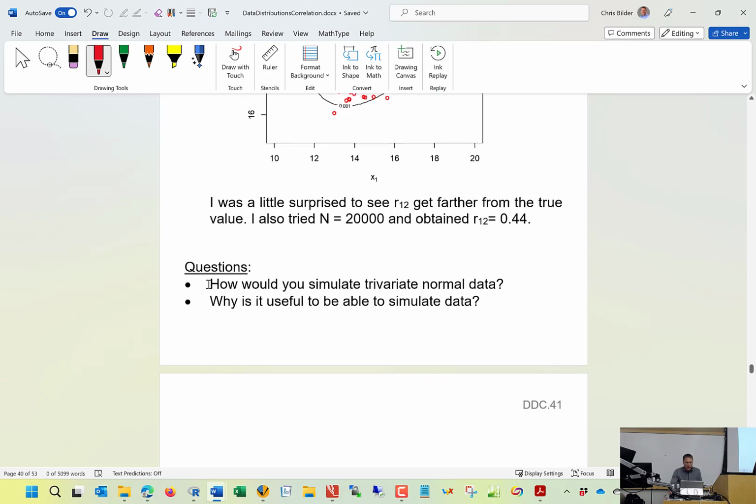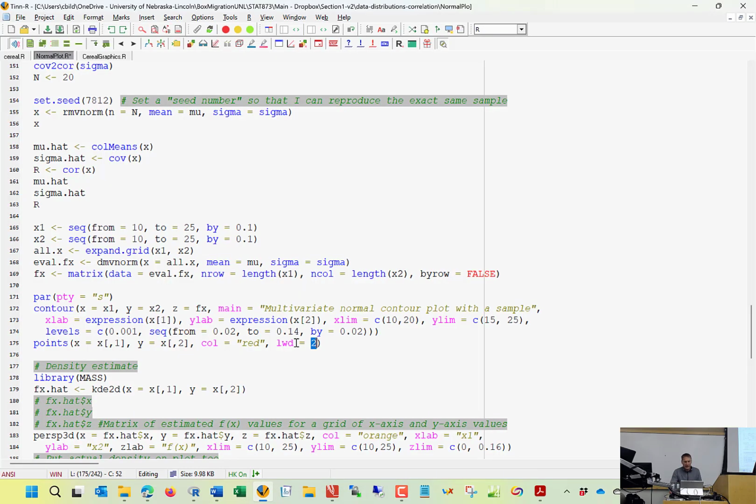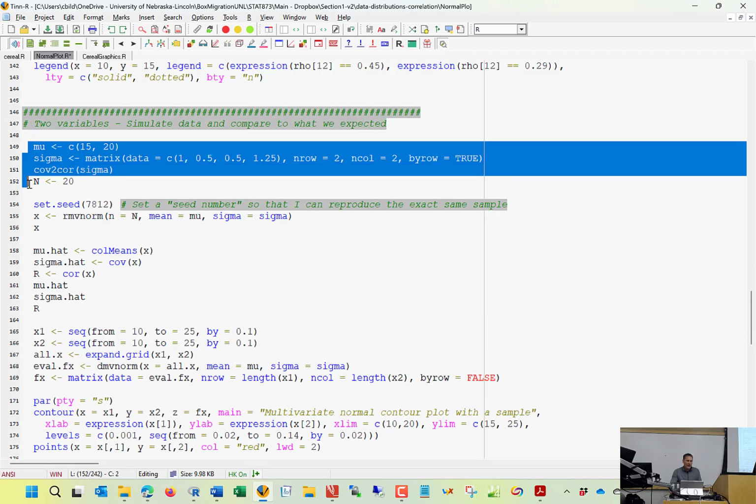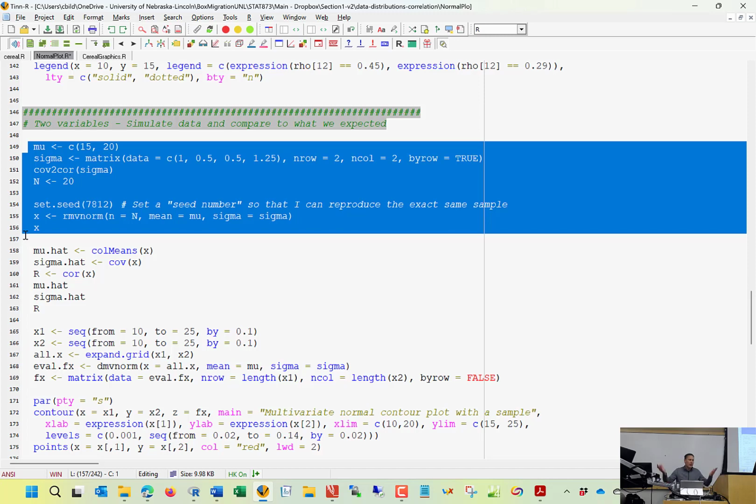So here's a question for you. Suppose I wanted to simulate a sample from a trivariate normal distribution, meaning that now I have a vector that has x1, x2, and x3 in it. What would I basically need to change in this set of code here? Just change mu, change sigma. So mu would have to have 3 means in it. Sigma would have to be a 3x3 matrix. So again, my code is a template for what you could do on your own.